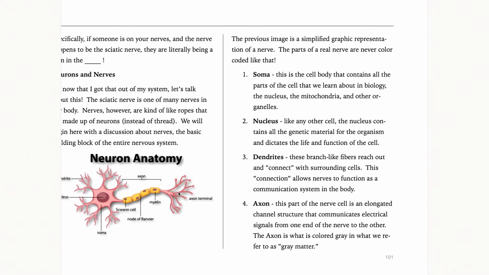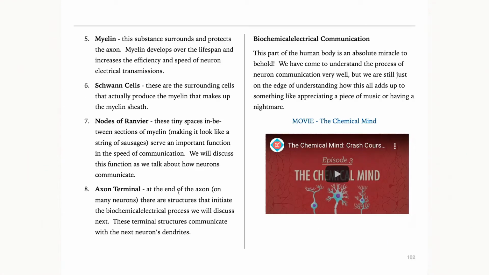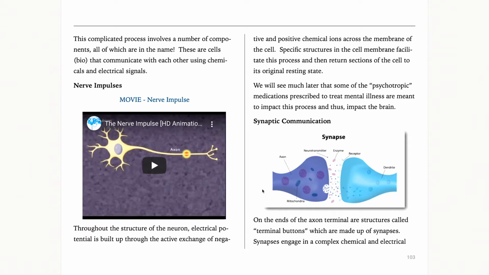So there are some explanations of some of the parts of the nerve that I've just been talking about. And here's a movie from Crash Course Psychology on the chemistry of this, and then going into the nerve impulse. There are videos on this, but I like explaining this, so I'm going to use my iPad here to draw out what is happening.